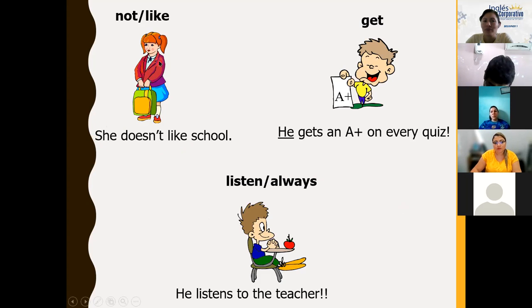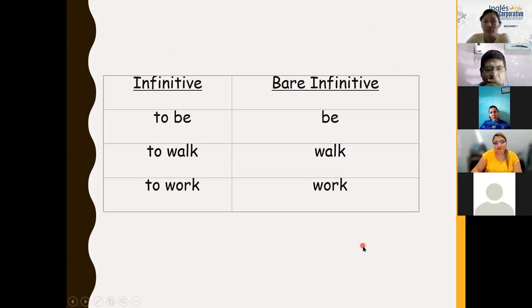So then I got the little girl, and it says, she doesn't like school. De chiquito, ¿verdad? No le gustaba la escuela. She doesn't like school, right? So it's the third person singular, auxiliary, negative, verb in base form, and complement. He gets an A plus on every quiz. Siempre se saca 10, ¿verdad? He gets an A plus on every quiz. He listens to the teacher, okay? So whenever I have third person, I'm going to use that.